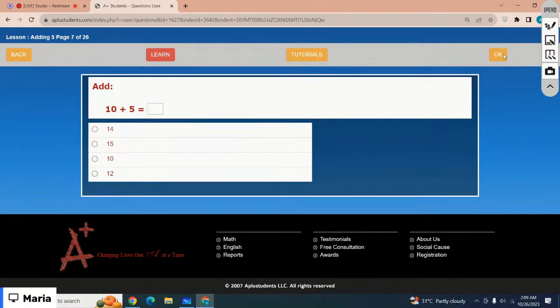Okay, the next one is 10 plus 5. So which is the correct option? Yes, very good. 10 plus 5 makes 15. The correct option is 15.